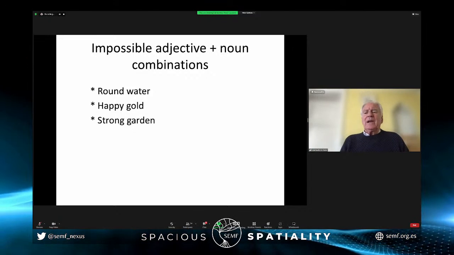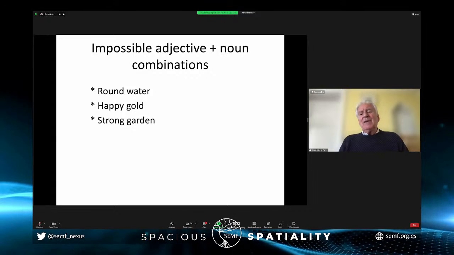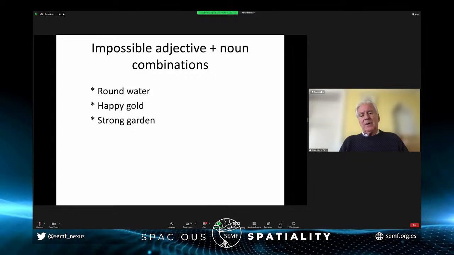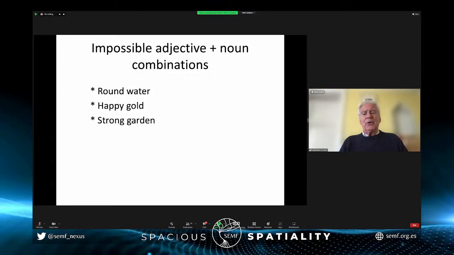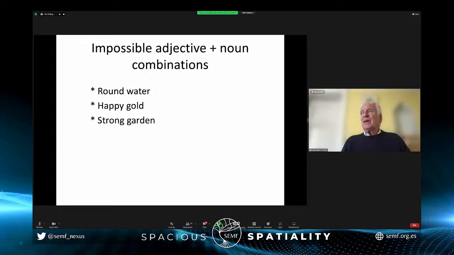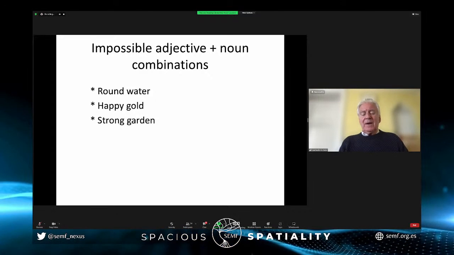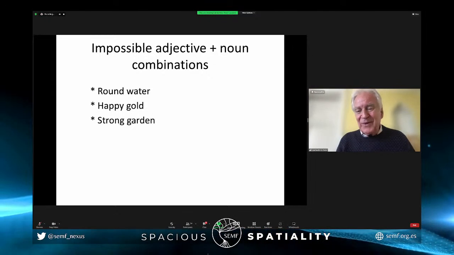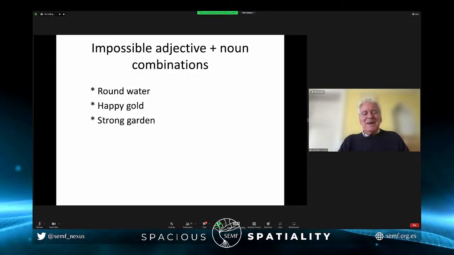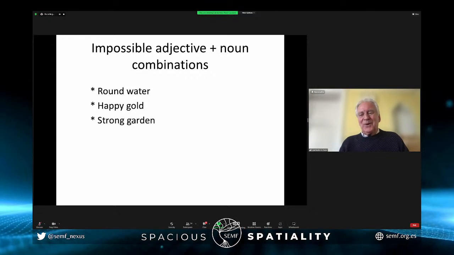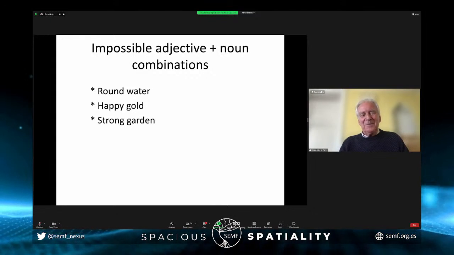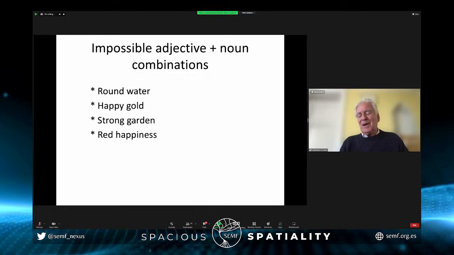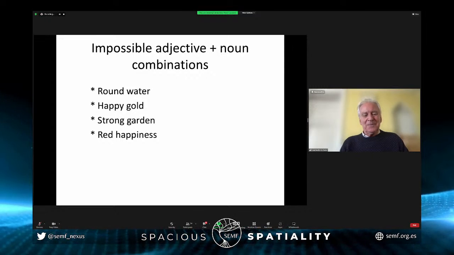So this simple domain analysis I gave you can give an explanation of why certain adjectives and nouns are not compatible. This is again a first order explanation, but at least we see why these combinations are difficult to interpret. I mean, you can give them, as I said, metaphorical meanings, but that's beyond the primary analysis here. One more, red happiness. Happiness is an emotion, and the emotion domain doesn't have colors.